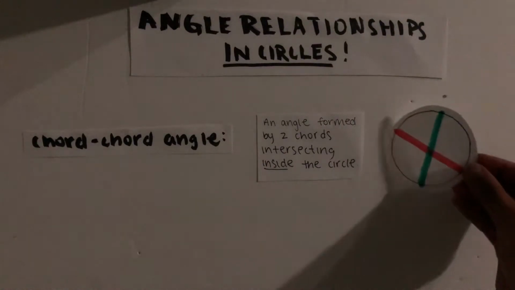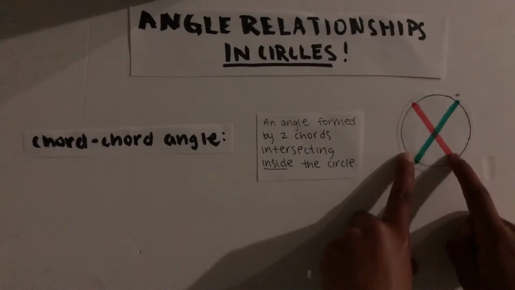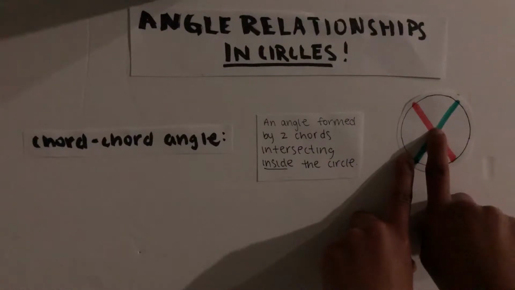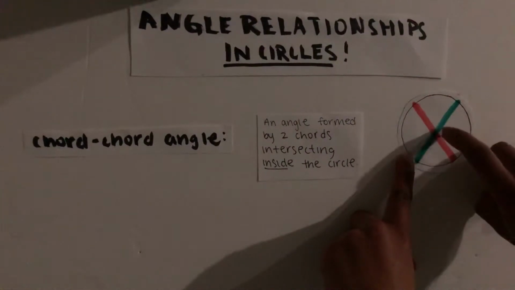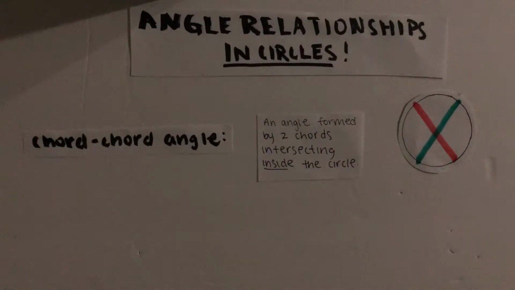Here we have an example. This is a circle, and the red line is one chord and the green line is another chord, which both intersect right in the center and form a chord-chord angle. Actually, they form four chord-chord angles on all four sides. Okay, let's have a second one.